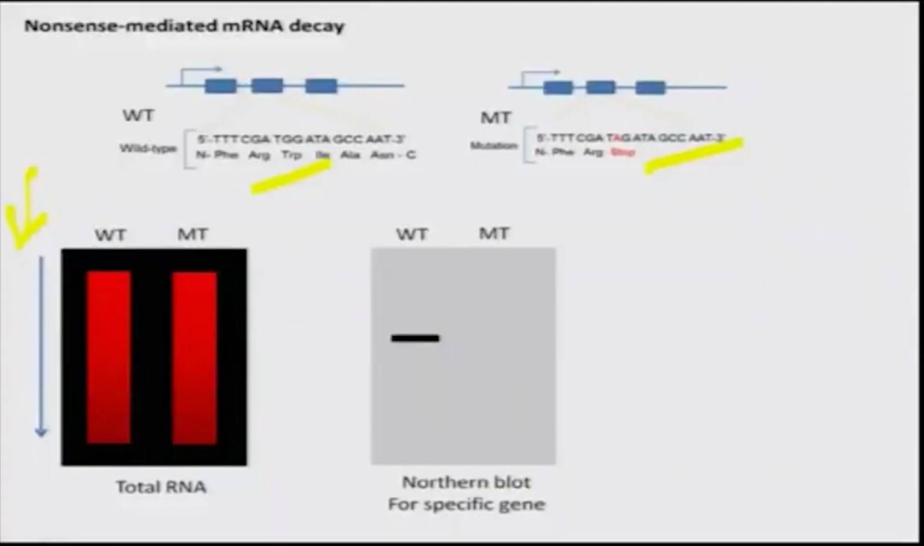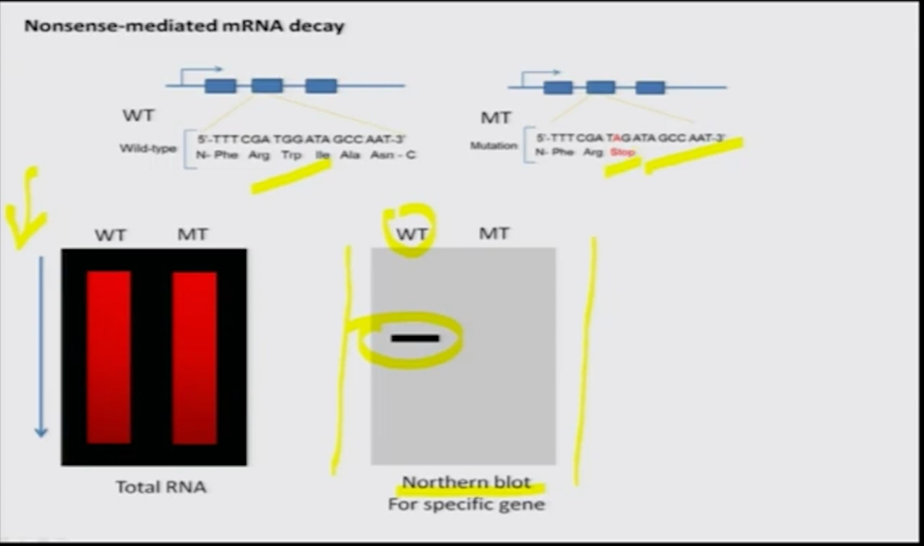This is what is shown here, just the way we discussed Southern blotting. You can now probe for an RNA on a membrane with a DNA probe, and this is called a Northern blot. So if in the wild type I have a normal sequence, the gene is expressed, and I get a signal like this.